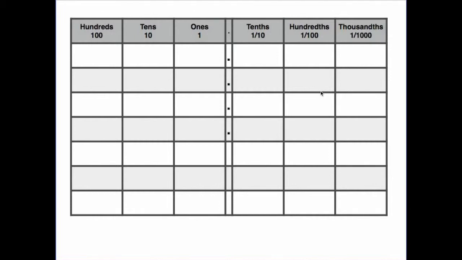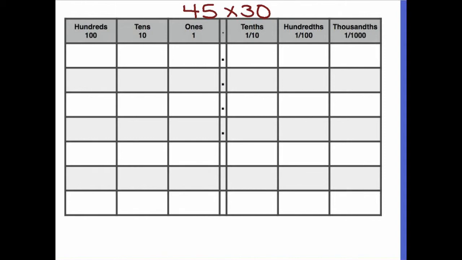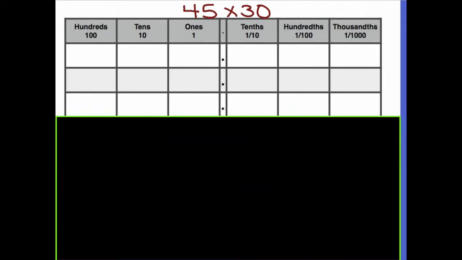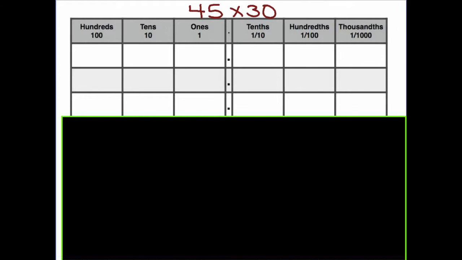We're going to start with a bit of review. I want you to write this number: 45 times 30. I want you to use the distributive property. I'll be coming around to check, and then I'll have someone come up and show us how they chose to solve this problem. And then make sure you talk about what you're doing.